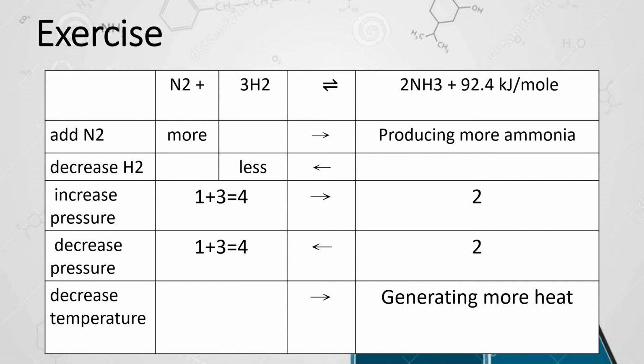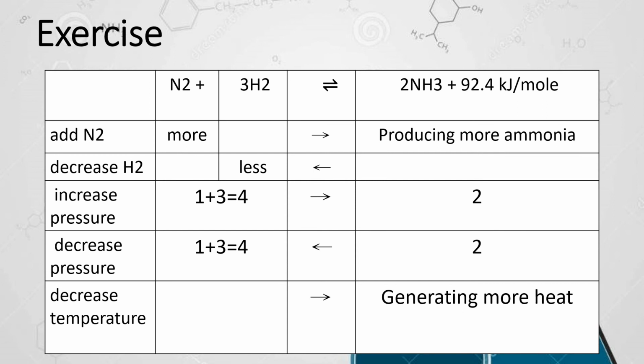3. Increase pressure. The reaction proceeds toward a smaller sum of the gas stoichiometry, reducing the amount of gas to reduce the impact of increased pressure. 4. Decrease pressure. The reaction proceeds toward a larger sum of gas stoichiometry to reduce the effect of pressure reduction.